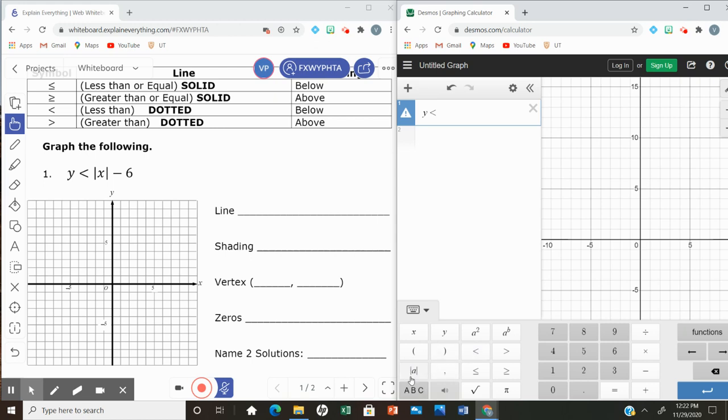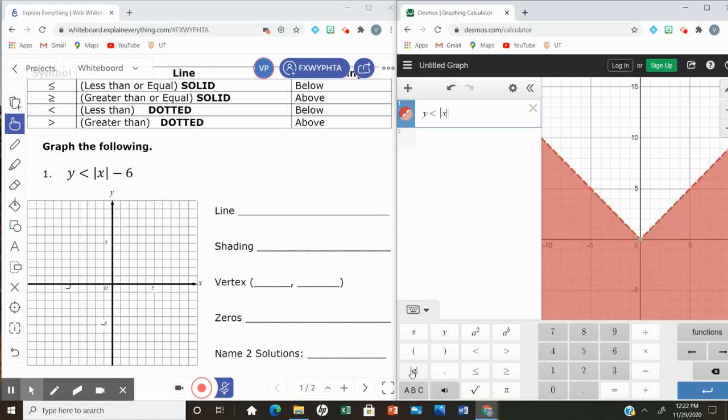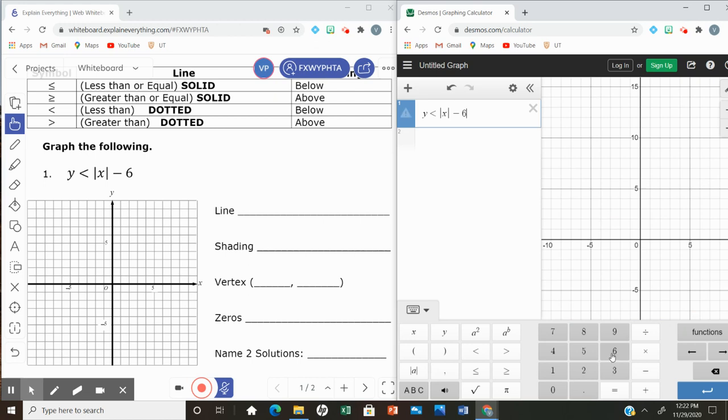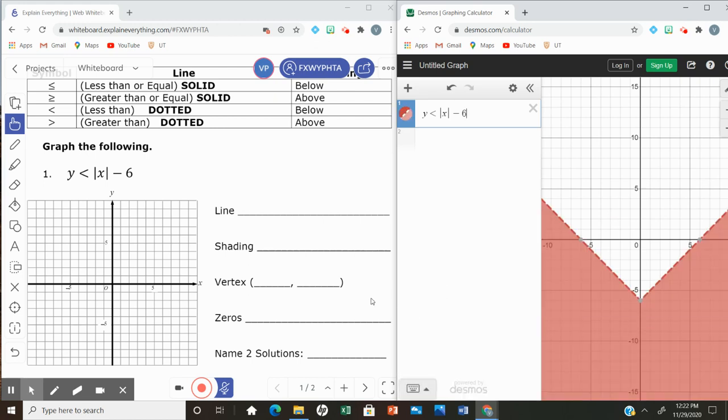The absolute value button is this one right here above where it says ABC. It has the double bars with the A in between. We're going to put the x in there. Arrow to the right, get out of the absolute value bars because you want this -6 to be outside. So we want -6 to be outside of the absolute value bars. And here's your graph. We need to answer a few things about this graph.